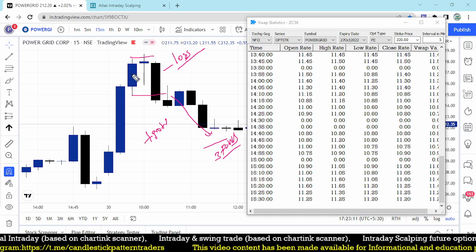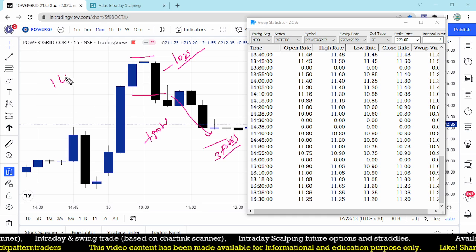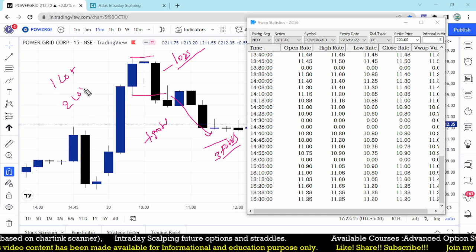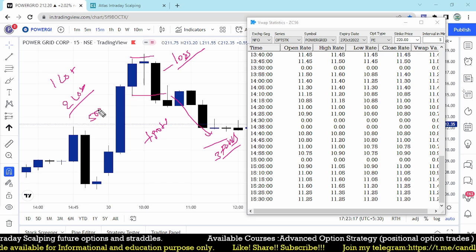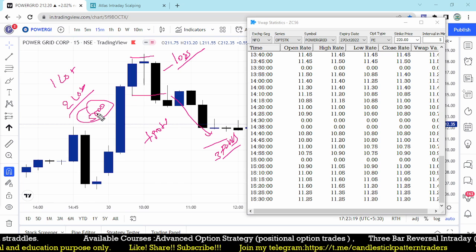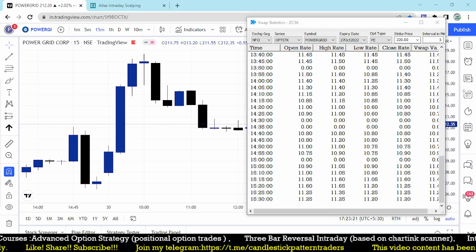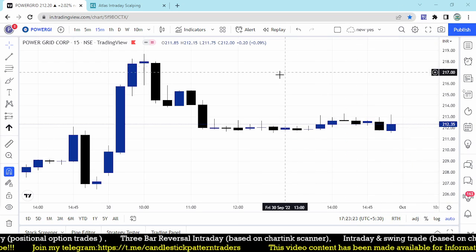The first one which I lost, I tried with 1 lot. The second one I tried with 2 lots. Finally, I'm getting nearby 5,000 profit. So the second one I'm focusing on is the same pattern as ONGC.